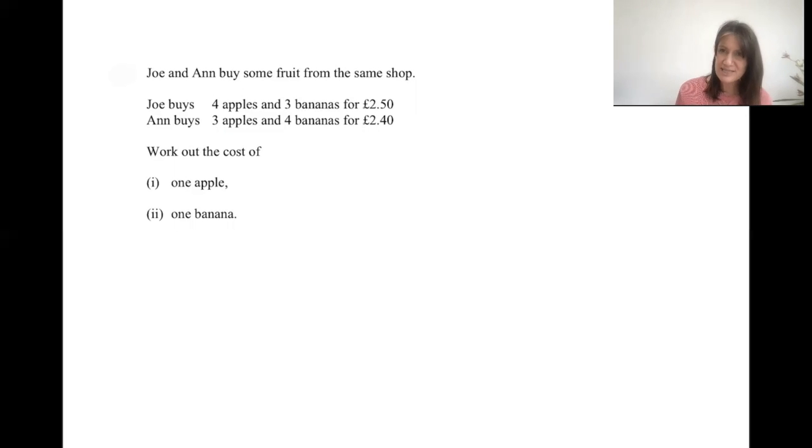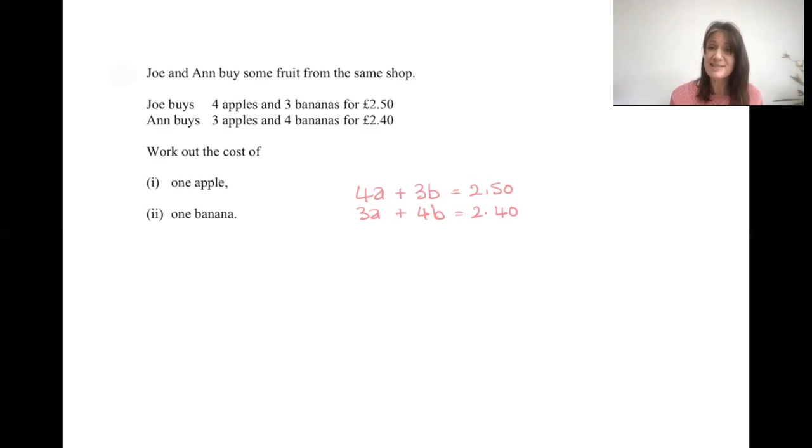If I just reduce this down into math speak, 4 apples would probably be 4A. And 3 bananas would probably be 3B. And 4 apples plus 3 bananas gives me a total of £2.50. Okay, so that's a coded version of that sentence. And if I repeat that, then I get this. And this is simultaneous equations.